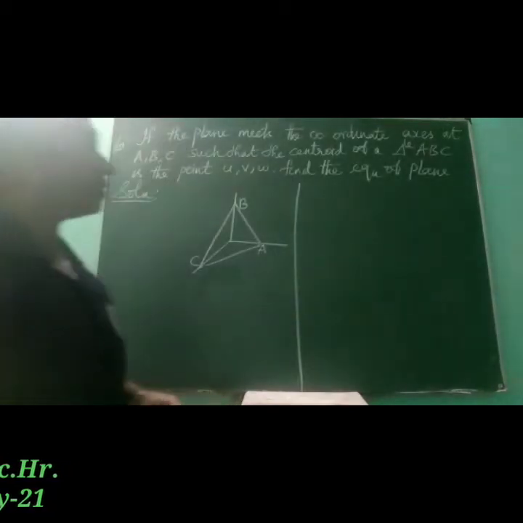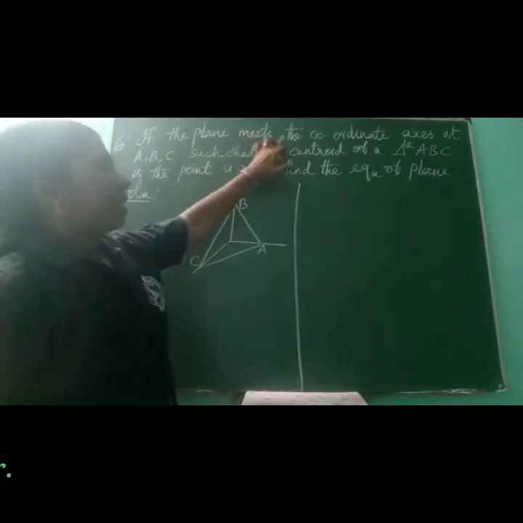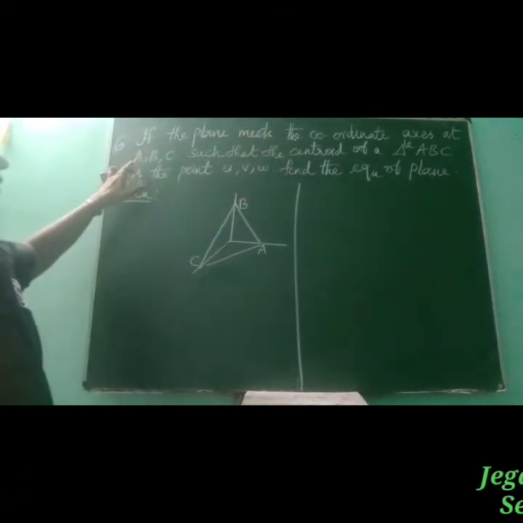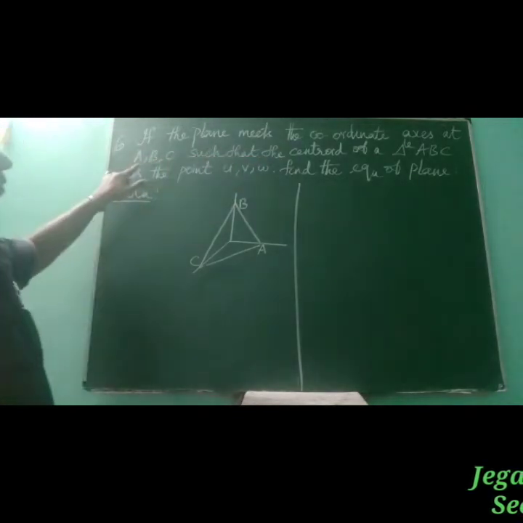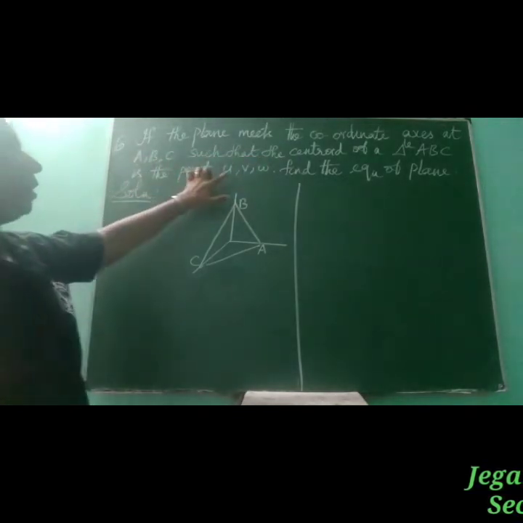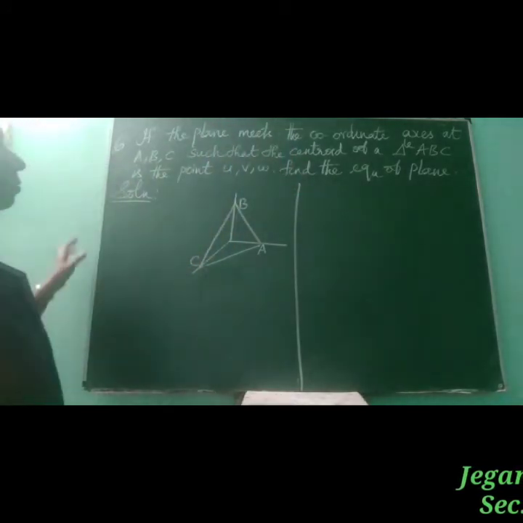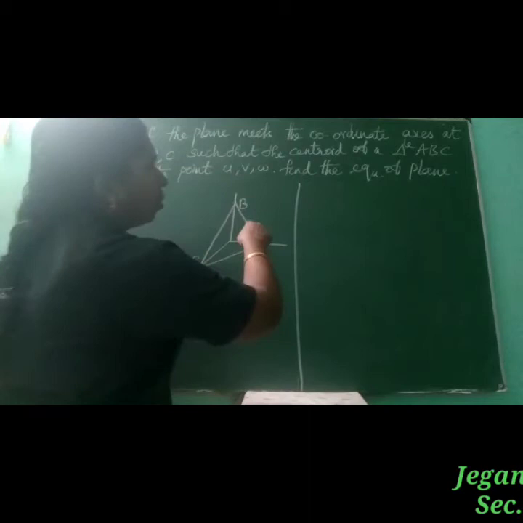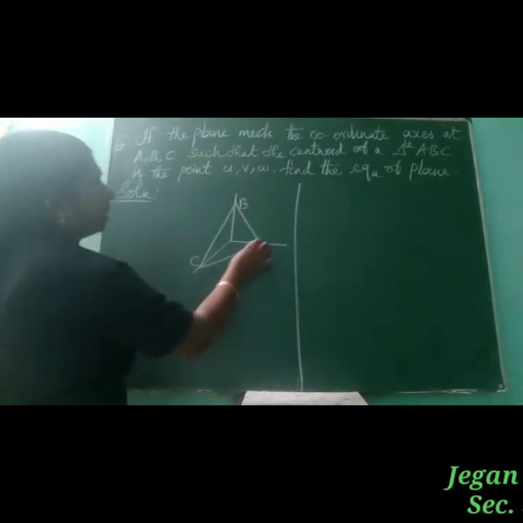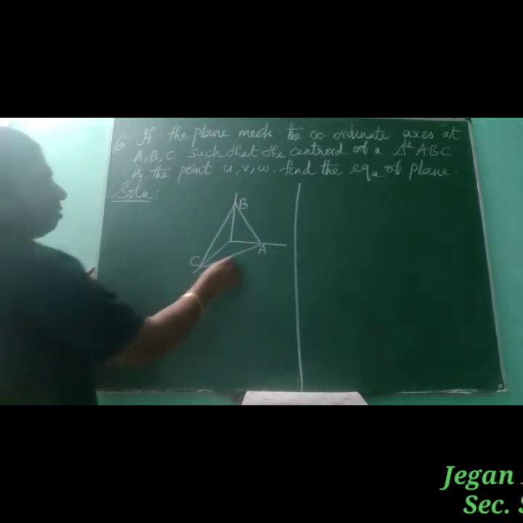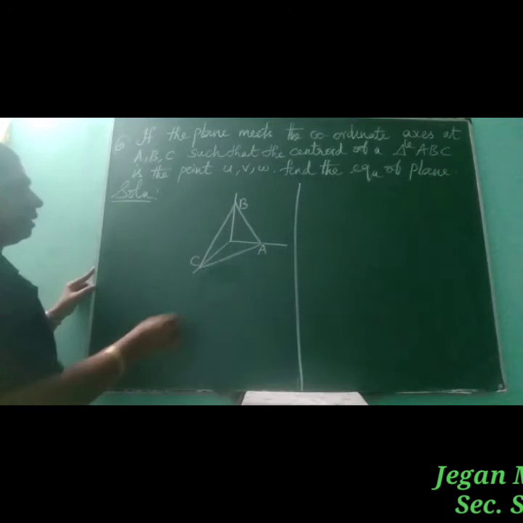Now question number 6 in exercise 6.6. If the plane meets the coordinate axes at the points A, B, C such that the centroid of triangle ABC is the point (u, v, w), we have to find the equation of the plane. If the plane meets the coordinate axes at 3 points, it forms a triangle. So we are getting 3 different points A, B, C.